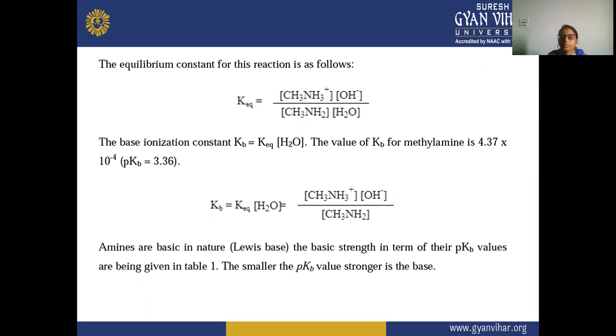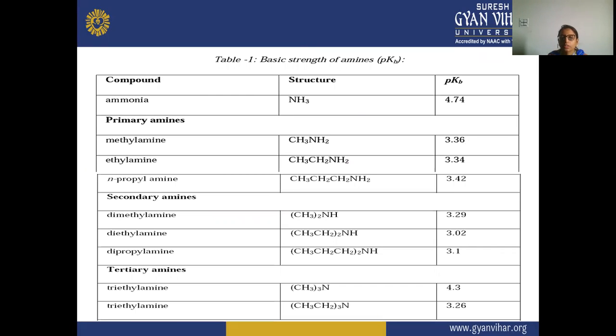So the amines are basic in nature. The larger the Kb value, the stronger the base, and the smaller the pKb value, the stronger the base. The basic strengths of amines are shown in the table. In this table, you can see the basic strength of amines, and ammonia has a pKb of 4.74, which is a weak base.